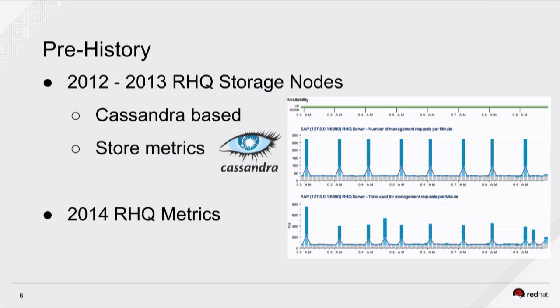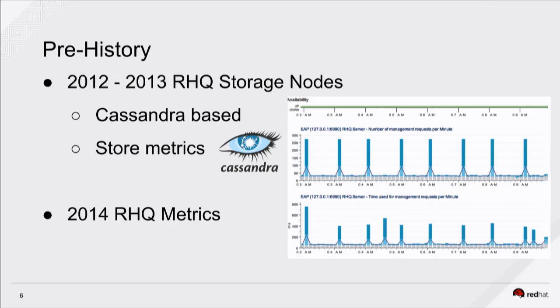And that's when the RHQ storage node came about. And it was very simple. It's a Cassandra-based cluster. The users don't need to know about the storage node. Metrics come in, metrics go out. That's all there is, nothing more complicated. And we got a lot of feedback.